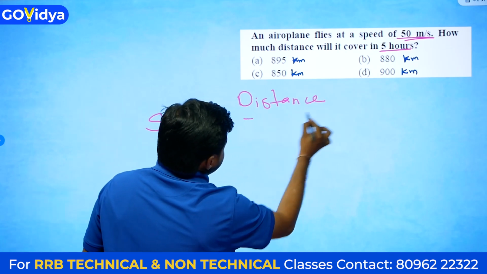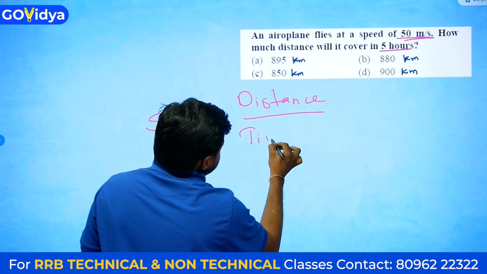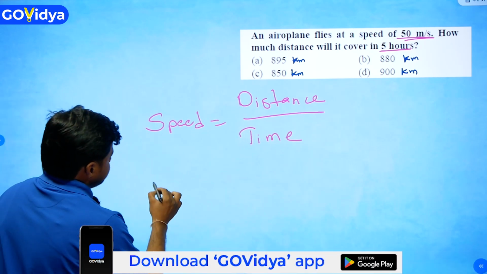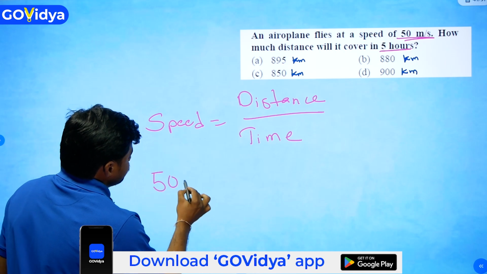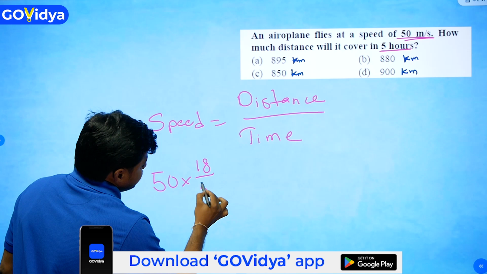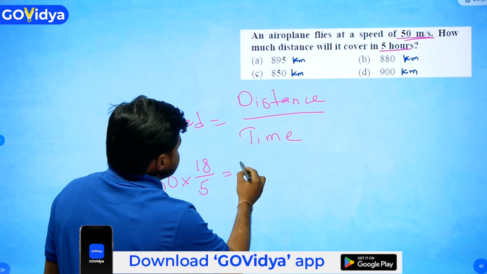Speed is distance by time. Speed is given as 50 meters per second. We have to convert it into kilometers per hour, so we multiply by 18 by 5. Distance we have to find.